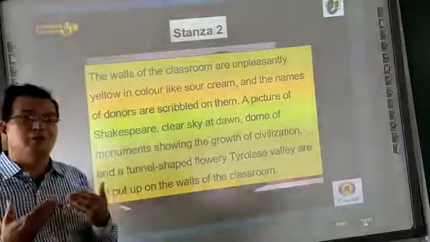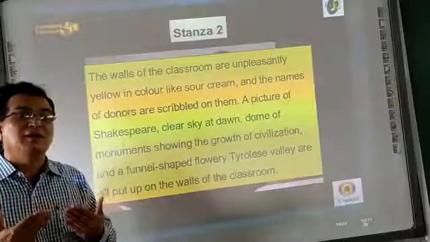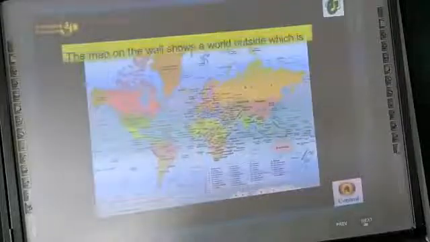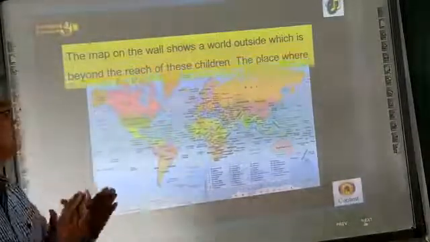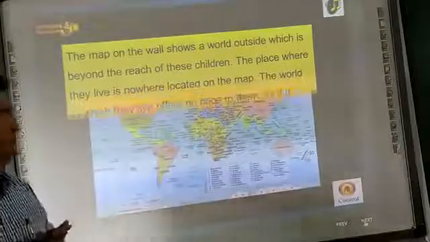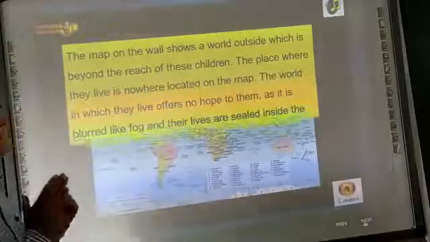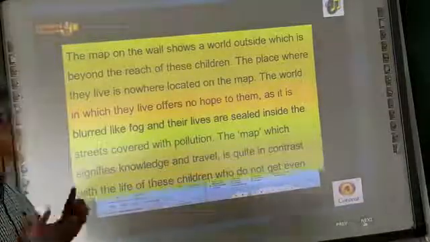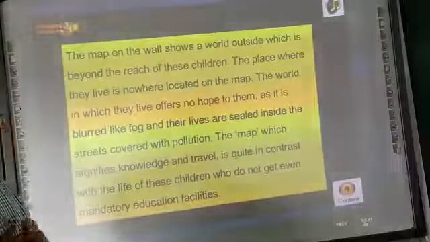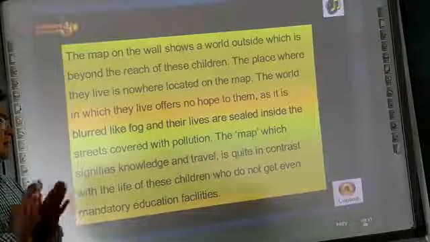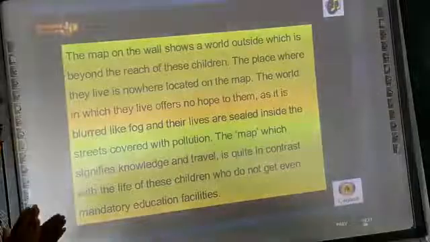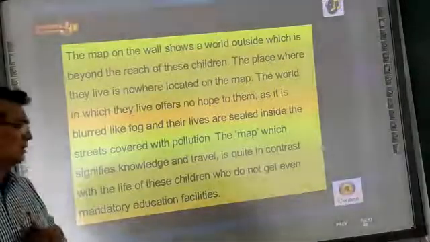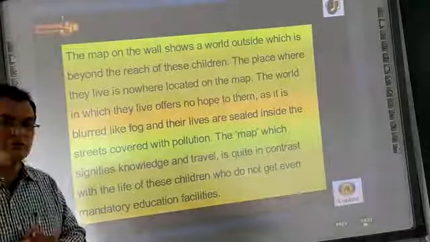But what about the children who are still remaining in backward conditions? The map on the wall shows a world outside which is beyond the reach of the children. The place where they live is nowhere located on the map. The world in which they live offers no hope to them as it is blurred like fog and their lives are sealed inside the streets covered with pollution. The map which signifies knowledge and travel is quite in contrast with the life of the children who do not get even mandatory education facilities.